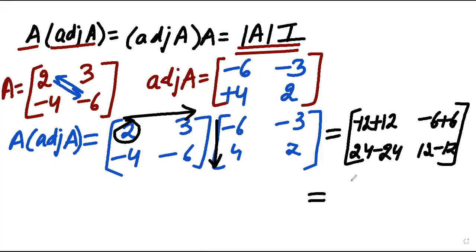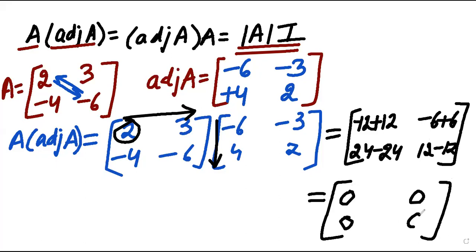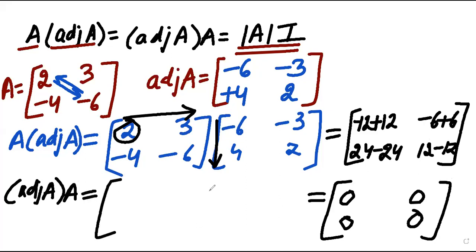So what is the answer? It is coming 0, 0, 0 and 0. Okay. Likewise, if you multiply adjoint of A into A, then still the answer will come the same. That is 0, 0, 0, 0. Okay. Up to here clear?